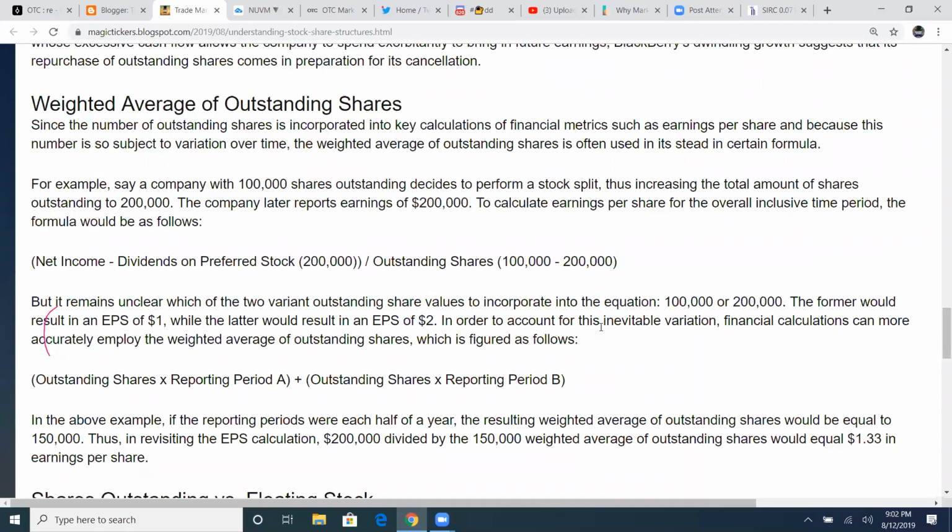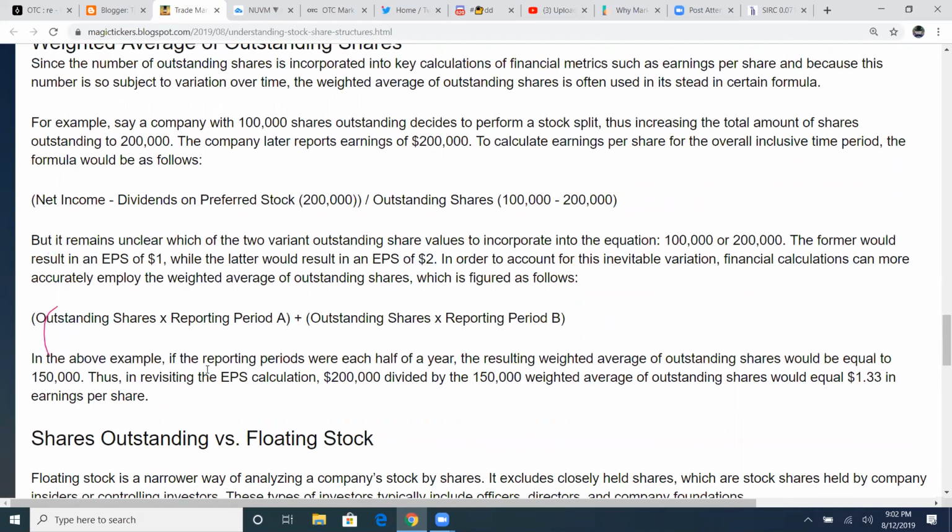In order to account for this inevitable variation, financial calculations can more accurately employ the weighted average of outstanding shares, which is figured as follows. Outstanding shares times reporting period A plus outstanding shares times reporting period B. In the above example, the reporting periods were each half of a year, so the resulting weighted average of outstanding shares would be equal to 150,000. Thus, in revisiting the EPS calculation, $200,000 divided by the 150,000 weighted average of outstanding shares would equal $1.33 in earnings per share.